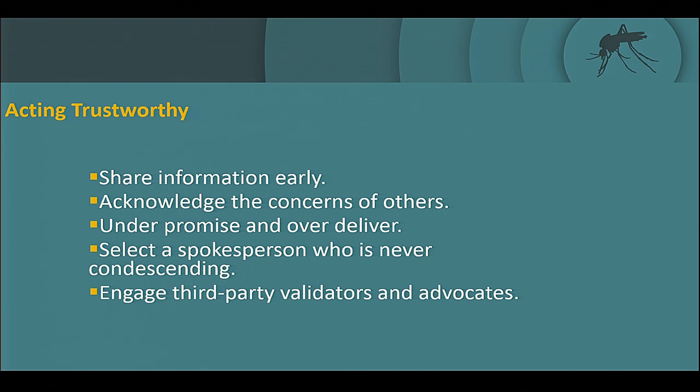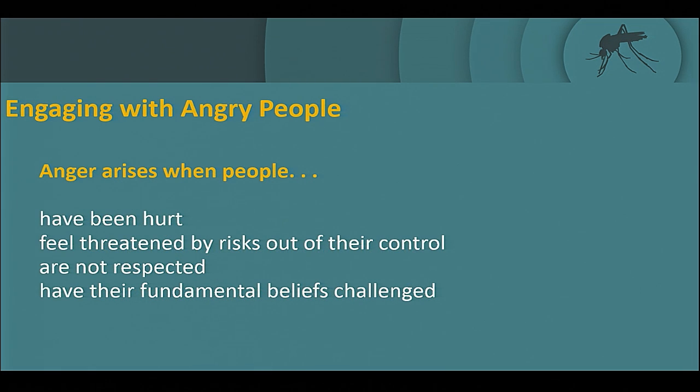Selecting a spokesperson who is never condescending. You as a leader may be that spokesperson. You may be deciding who is. Condescension is the #1 failure in good communication in a response. And that's why I'm suggesting that we check ourselves in terms of judgment in situations where we're feeling overburdened by perhaps the questions and the complexity of the issues that we're dealing with. Why do people become angry? These are common reasons.